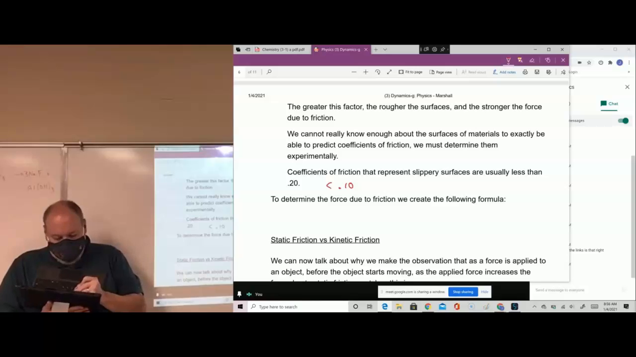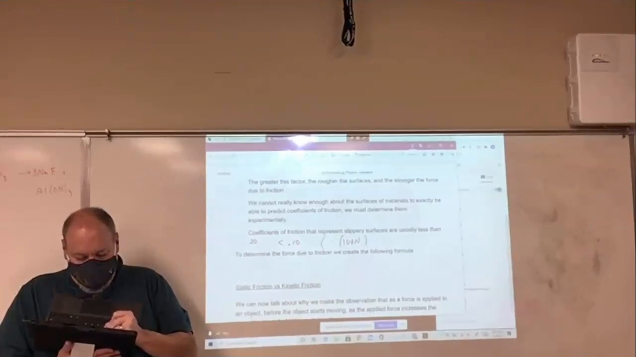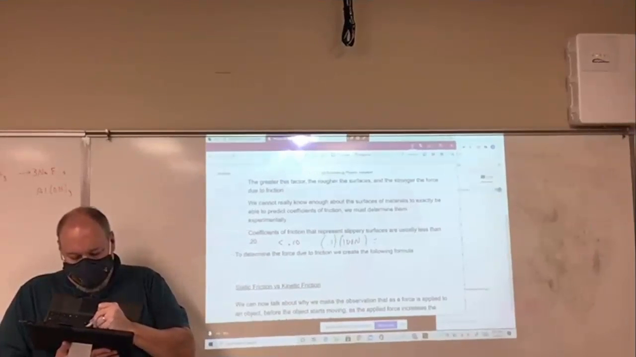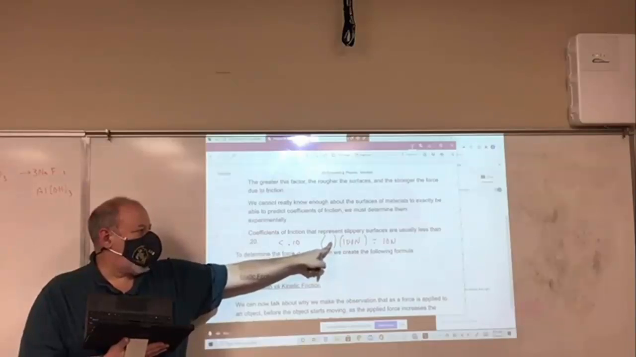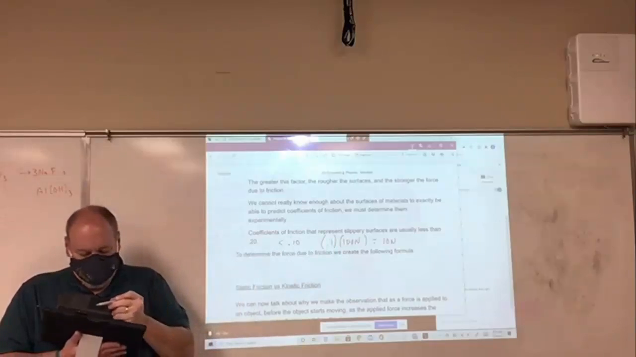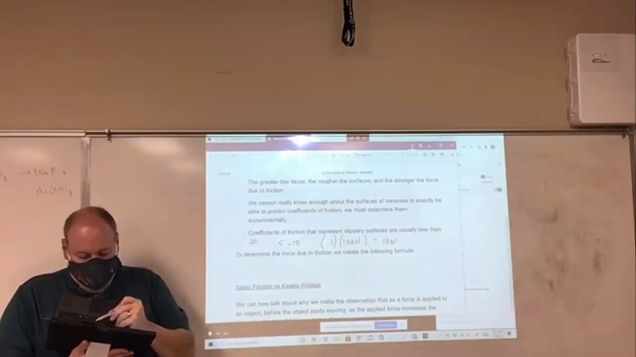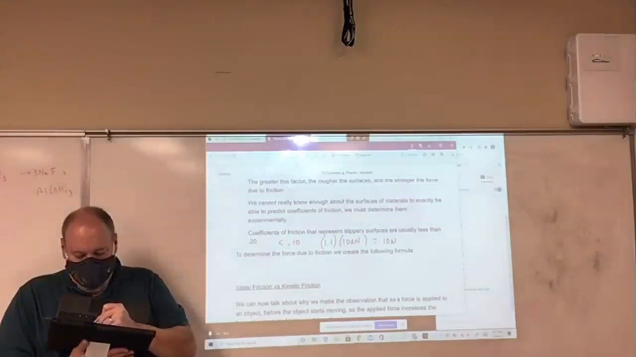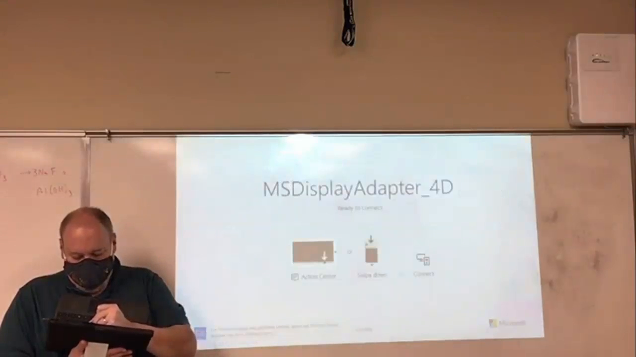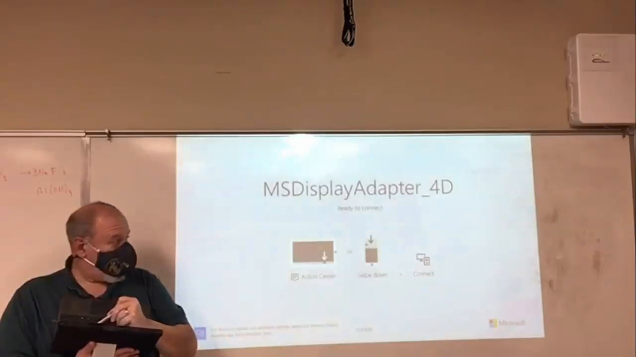If I have a normal force of 100 newtons and a coefficient of friction of 0.1, that means my friction force is 10 newtons. And by the way, this is a unitless number. Okay? But if I had a coefficient of friction of 1.1, the force of friction would be 1,100 newtons.